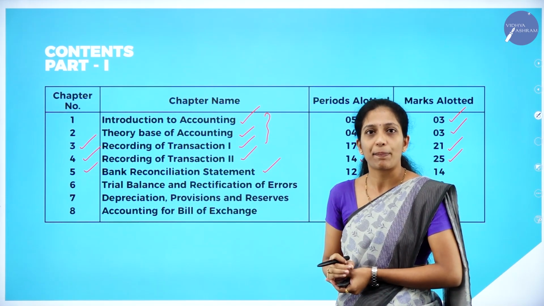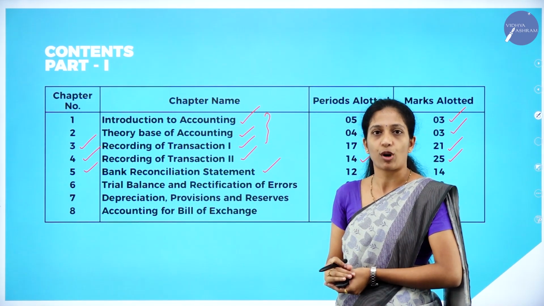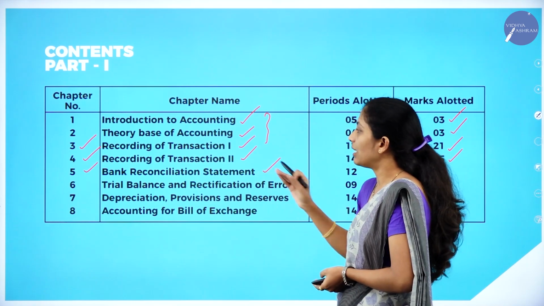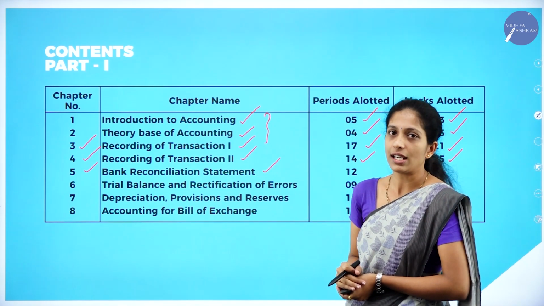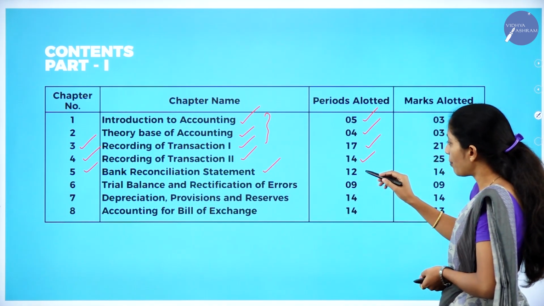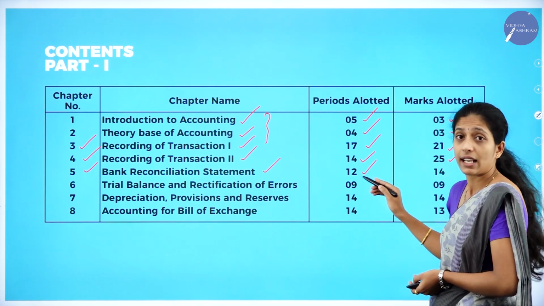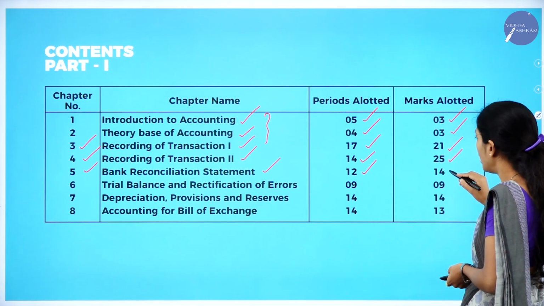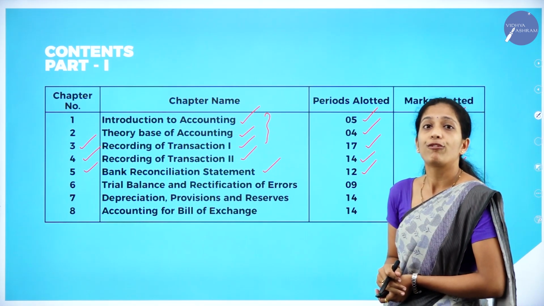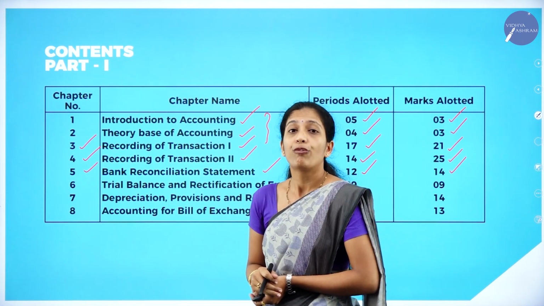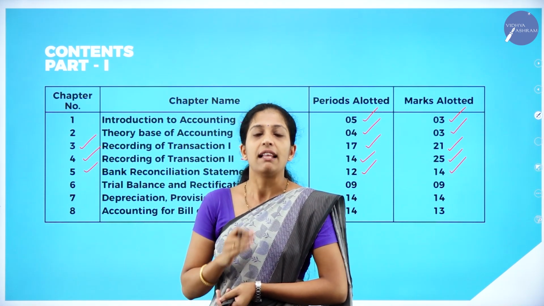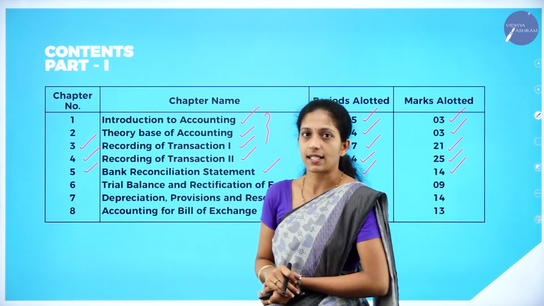So here also there are practical problems, a very important problem for 12 marks that we'll learn in bank reconciliation statement. Next, the number of periods allotted is 12 hours and the marks allotted is 14 marks. So you can expect 14 marks from this chapter 5, that is bank reconciliation statement.